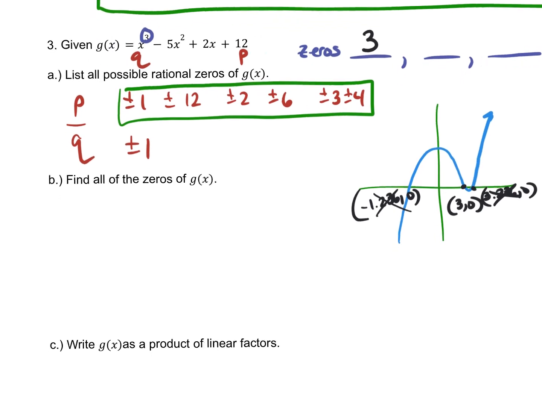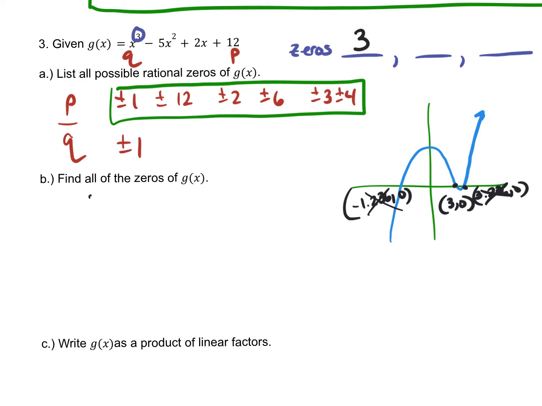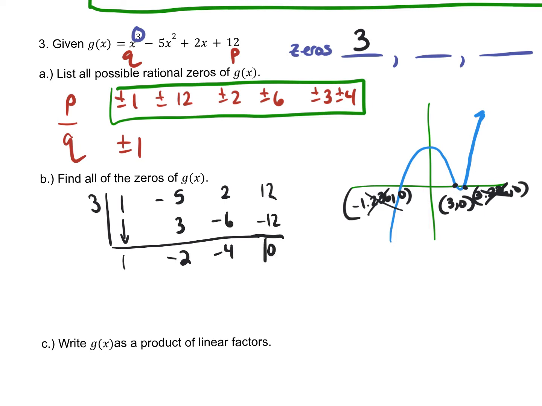But we can find those knowing this 3 is a 0 because we can divide out. So if we recall, once you have one of the zeros, you can divide out 1, negative 5, 2, and 12. So what we'll do is we'll do our synthetic division. 1, 3, negative 2, negative 6, negative 4, negative 12, 0, which is good because you want a remainder of 0. So this is going to leave us with x squared minus 2x minus 4 because that's 1 degree less than what we started with. We had a degree 3, we divided it out once, we get a degree 2. We'll set this equal to 0, and we will solve this using quadratic formula.